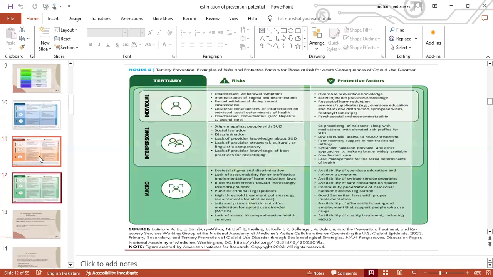Tertiary prevention, risks, forced withdrawal during recent incarceration, collateral consequences of incarceration on individual societal determinants. In case of interpersonal level, stigma against people with substance use disorder, and macro societal stigma and discrimination. So the protective factors would be overdose prevention knowledge, co-prescribing of naloxone along with medication for elevated risk profiles for substance use disorder, and availability of overdose education and naloxone programs.